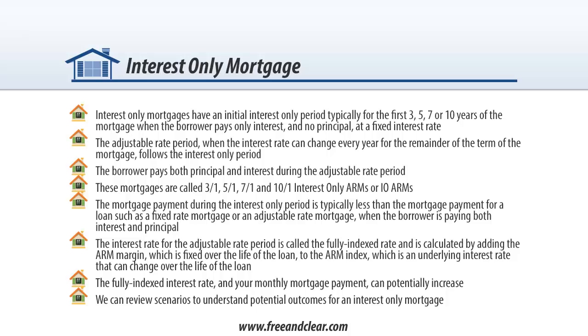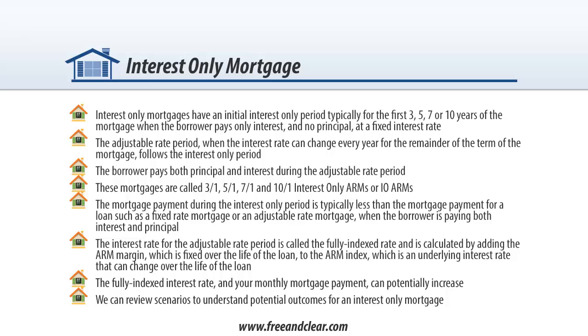So in the case of a 7-1 interest-only ARM, the borrower pays only interest at a fixed interest rate for the first 7 years of the mortgage, and then pays both principal and interest for the remaining 23 years of the mortgage at an interest rate that is subject to change, typically on an annual basis. The mortgage payment during the interest-only period is typically less than the mortgage payment for a loan, such as a fixed rate mortgage or an adjustable rate mortgage, when the borrower is paying both interest and principal.